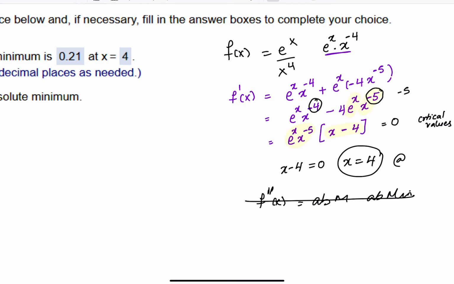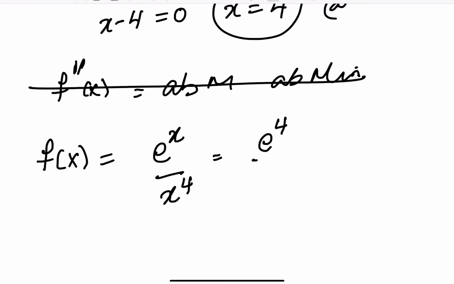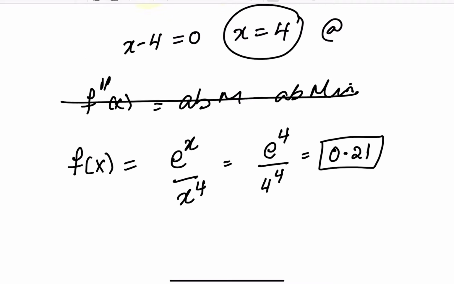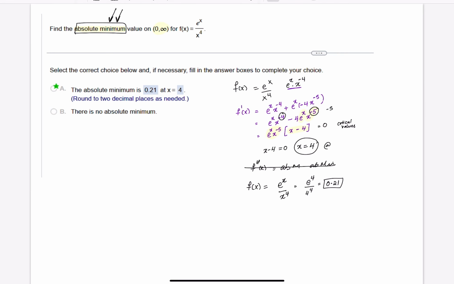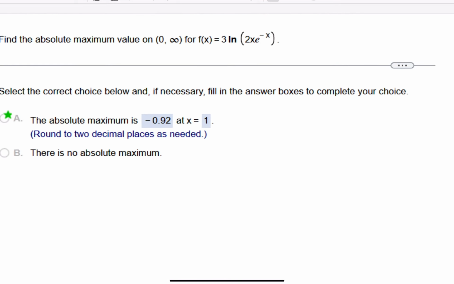Now all I have to do is take this 4 and plug it into the function, which is e to the power x over x to the power 4. That is going to be e to the power 4 over 4 to the power 4. When you plug that into your calculator, you get 0.21 as your final answer. And again, because they specified this is your absolute minimum, this is your absolute minimum. All right, now let's go ahead and take a look at the next one.